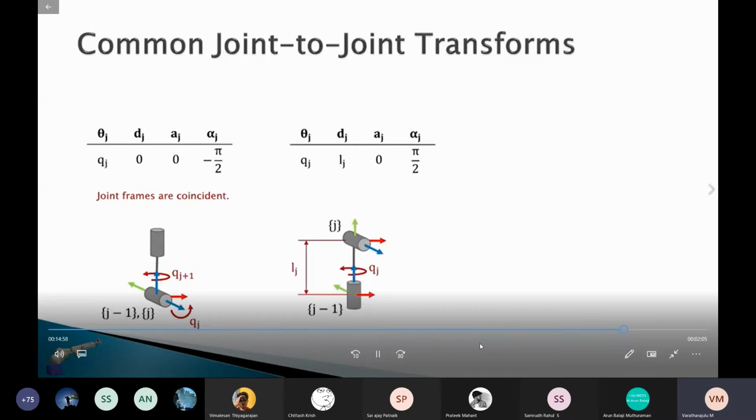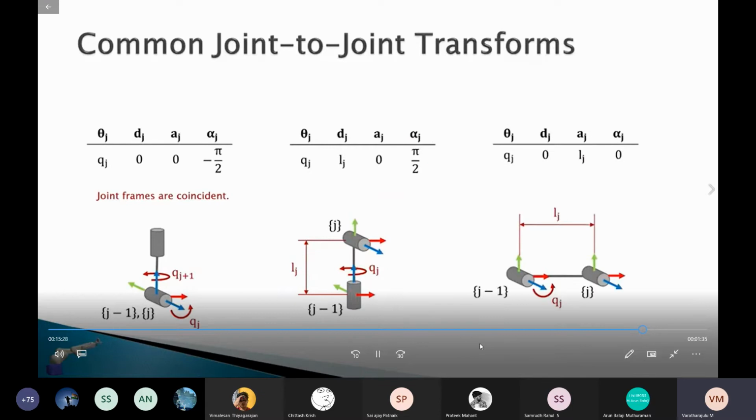The next would be this kind of arrangement. So we have a z rotation with q, translation up z by the link length here, no translation about x because they're in alignment, and then we have to rotate by pi on 2 to get the z-axis pointing this way, which is orthogonal to this one.